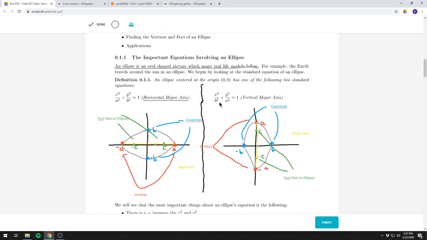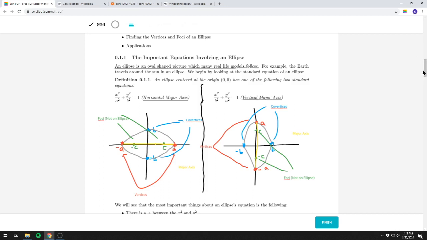Now, the same thing happens here with the vertical major axis. Everything follows in a similar fashion, except that your major axis is vertical, so the vertices are still at the ends labeled by the letter A and negative A. The foci are somewhere in between, labeled by C and negative C, and the co-vertices are now on the x-axis because that is not where the major axis is, at B and negative B.